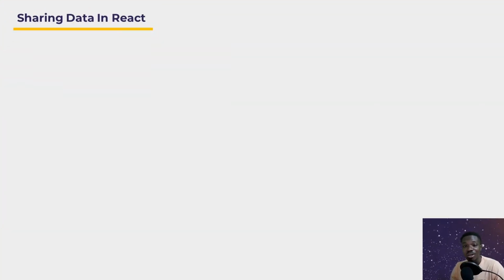Today we'll be looking at how we can use React context to create a global state in our React applications. If you are new to React, you might ask, why do I need a global state? I can just pass data around as props. And yes, that is true.